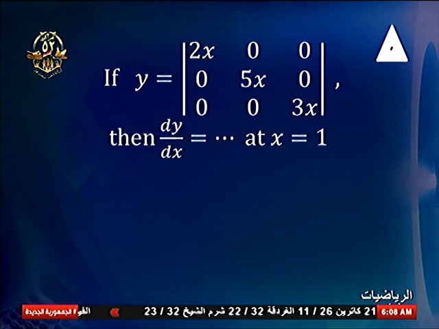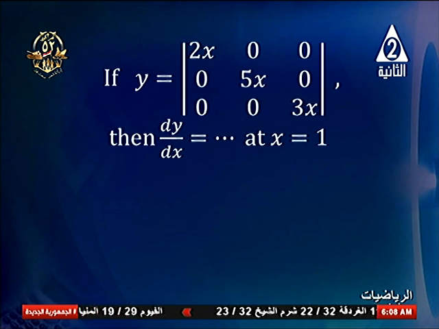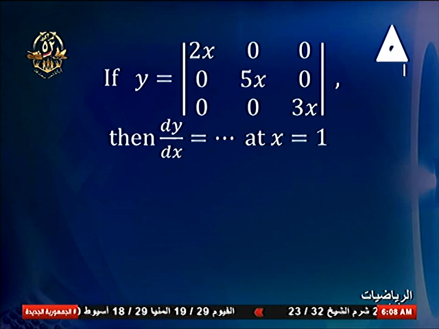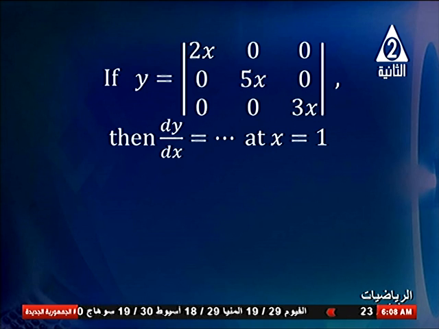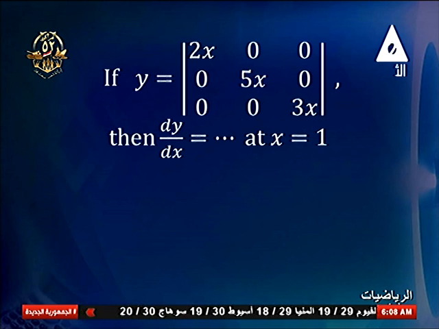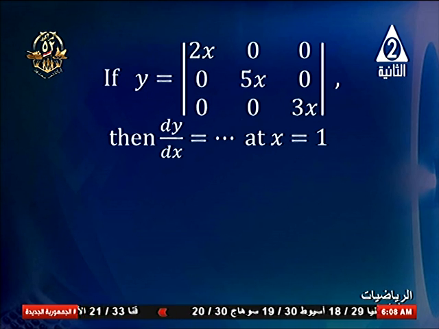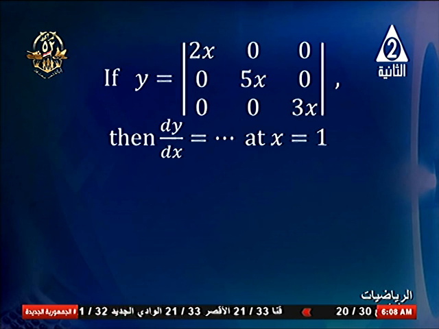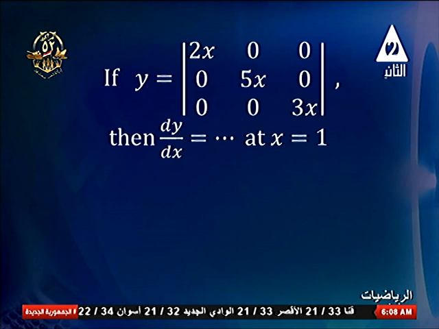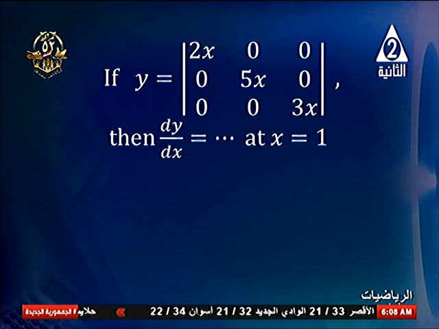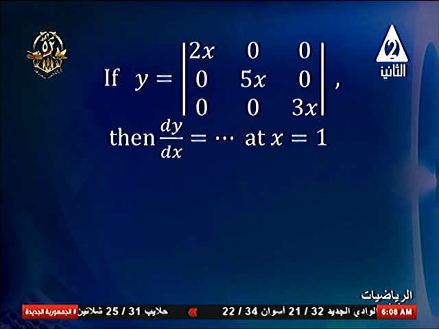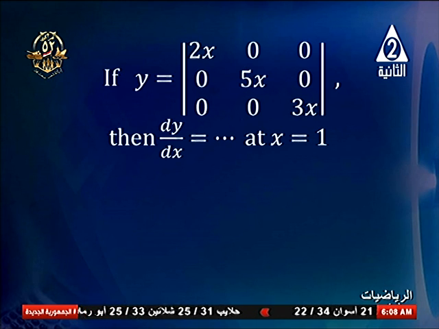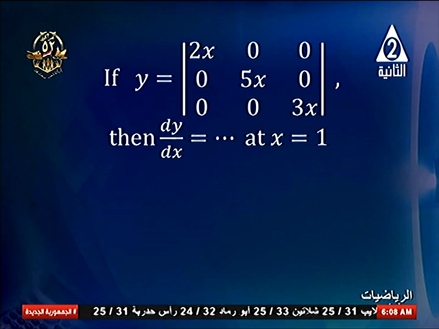Look at another example. If we have y equals a determinant, this determinant has first row 2x, 0, 0, second row 0, 5x, 0, third row 0, 0, 3x. What is dy over dx when x equals 1?